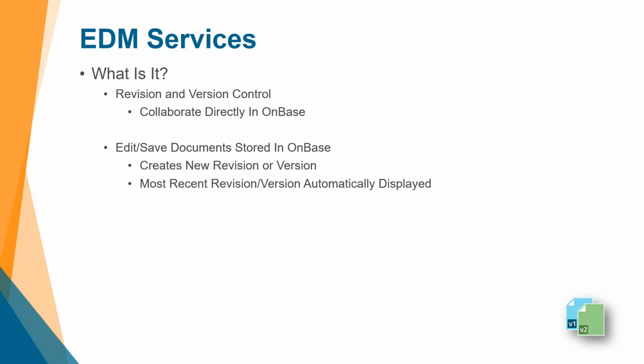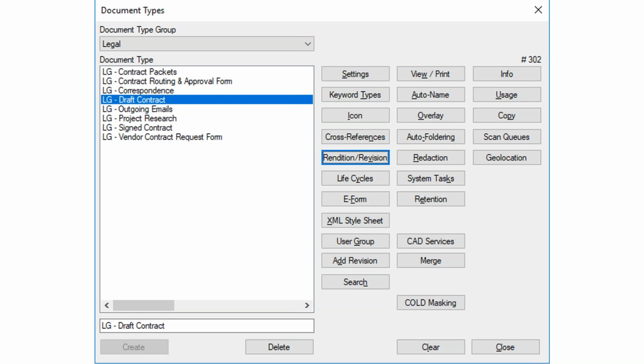The most recent revision or version of the document is going to be displayed automatically when a user retrieves that document from that point forward. So you can always ensure that your users are viewing the latest, greatest version or revisions of documents. Now, to make this work properly, the document type needs to be configured appropriately to allow revisions or versions. So to demonstrate that, I'm going into OnBase and the configuration module just to show you how that works.